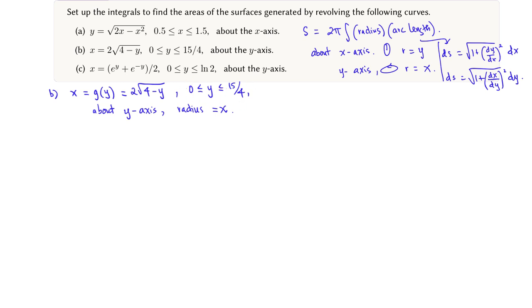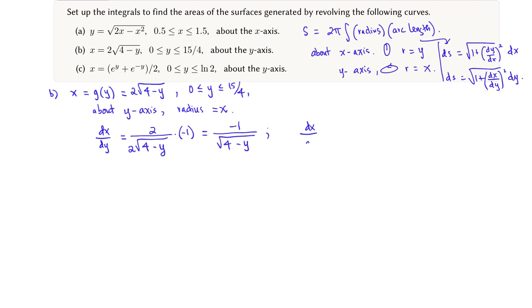Y goes from 0 to 15 over 4, and so we would want to integrate from 0 to 15 over 4. X is given in terms of y, so we would find the derivative of x with respect to y, which is 2 over the derivative of the square root of 4 minus y, is 1 over 2 root 4 minus y. And then we multiply by -1 because of the chain rule. 2 cancels 2. We have -1 over the square root of 4 minus y.